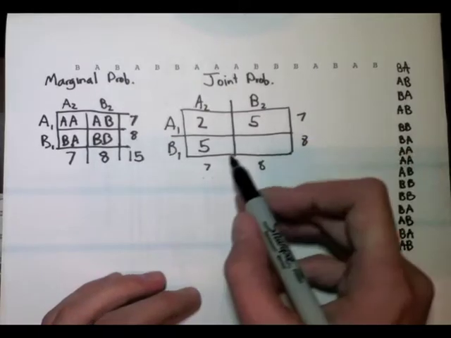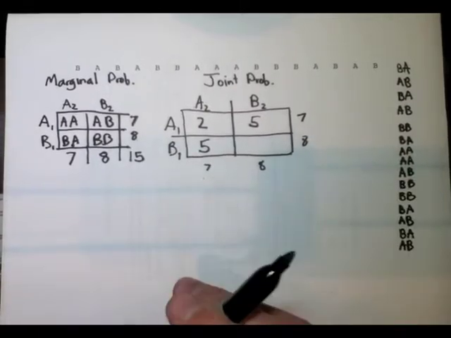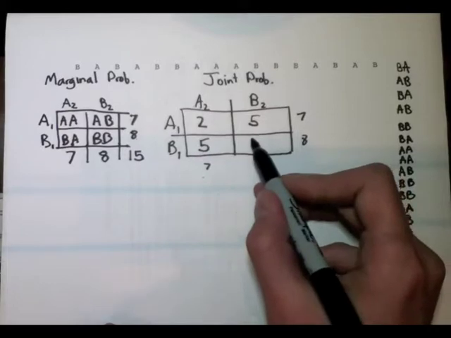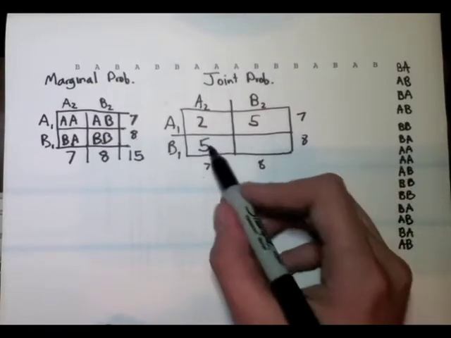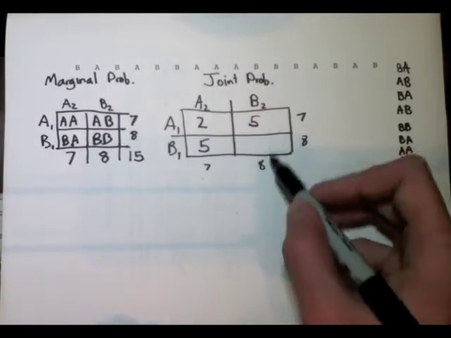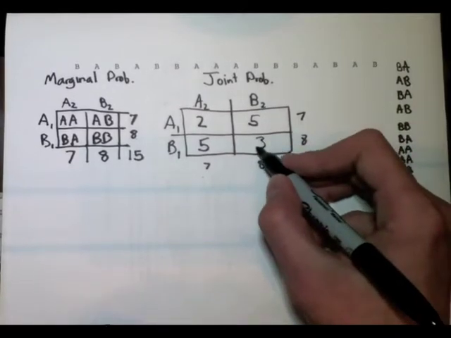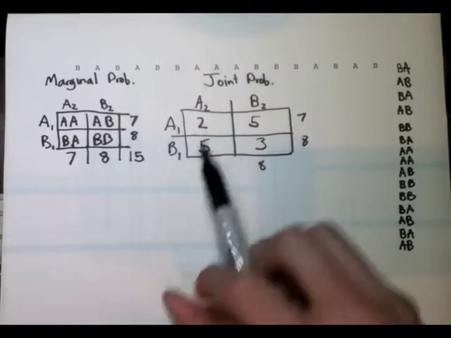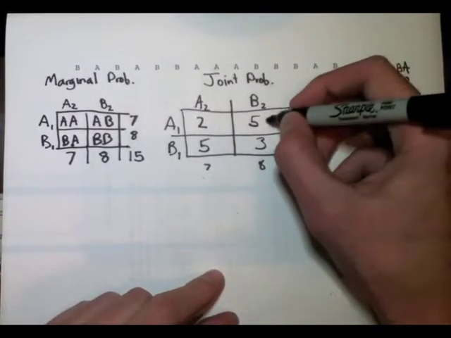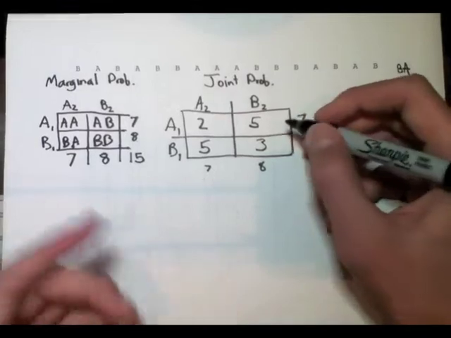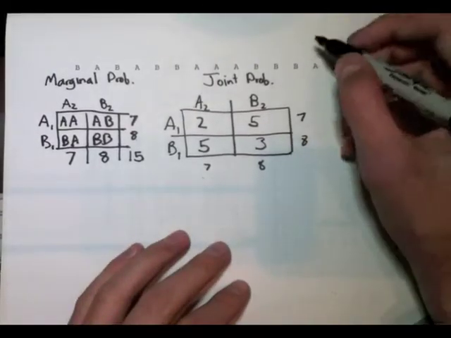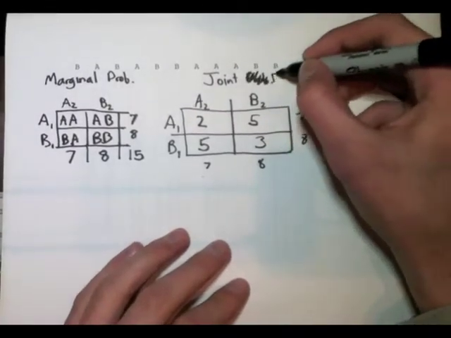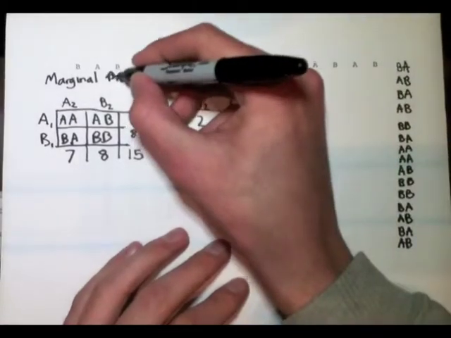Perfect. Alright, and then again, by induction, we can say this is going to be a 3, because we know that 8 minus 5 has to equal 3, and this 8 minus 5 has to equal 3. There are 3 BBs in this entire thing. There they are. BB, BB, BB. Alright, so these are joint probabilities. Joint. All 4 of these are joint frequencies. I'm sorry. I should have written frequency on both of these.